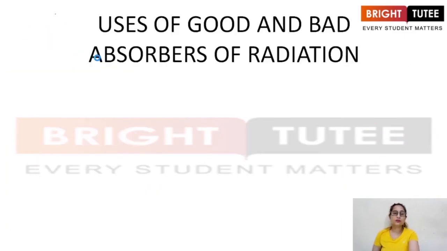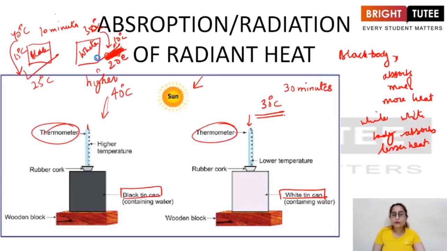Now, this was basically the fourth topic of your chapter, and in this topic we talked about transfer of heat and the different modes of transfer of heat. The first one was conduction, second was convection, and the third was radiation. So this was the fourth topic.